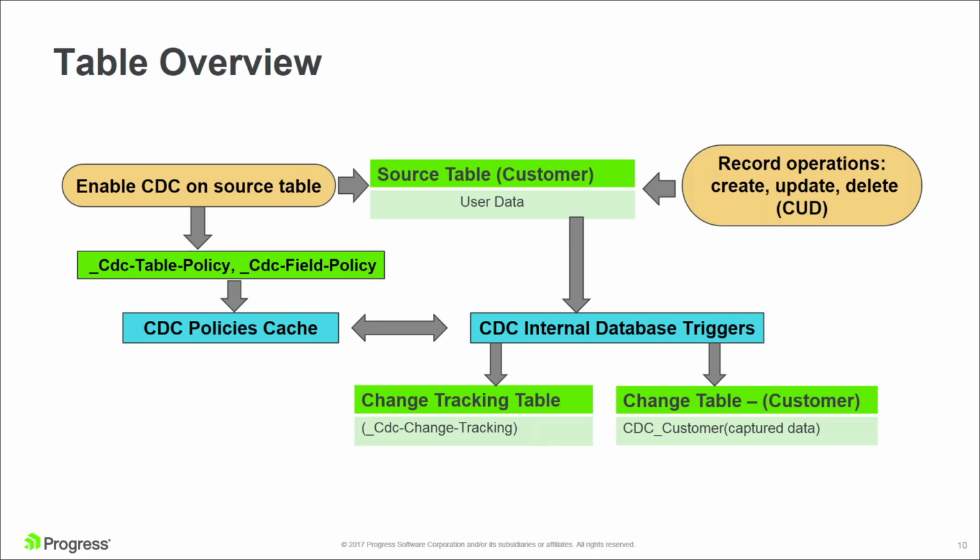Finally, that internal database trigger writes out to the actual data table for your change. In our example, it's the CDC underscore customer table. That's where the captured data of what you've changed and how much you've changed is stored, if you choose to capture at the field level changes.